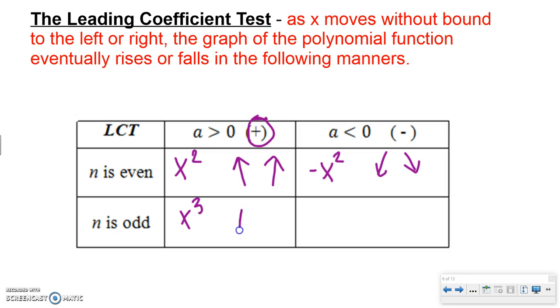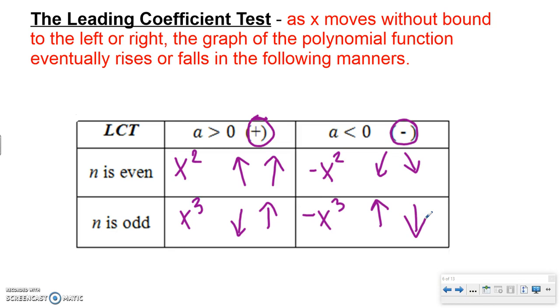If you have an odd degree, so if you have something like x cubed and it is positive, remember we talked about that in class, it looks like kind of that tangent function where it has one arrow in each direction. So all odd degrees are going to have one arrow in each direction. On the left-hand side, it's going to decrease. On the right-hand side, it's going to increase. But if you have an x cubed function and it's negative, it's actually going to flip. It's going to rise on the left and fall on the right.